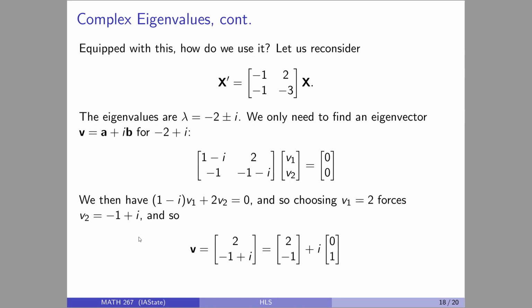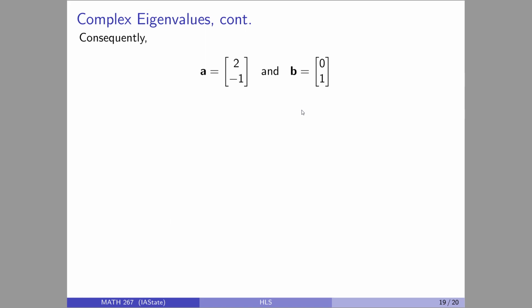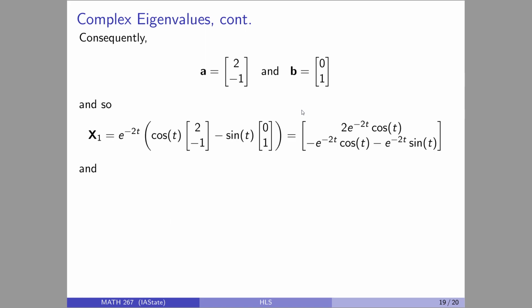So now we can pull v apart into its a plus ib terms. I now have a, it's 2, -1. I now have b, it's 0, 1. I have my alpha, it's -2. My beta is 1. So by that formula we just demonstrated, we just plug it all in. So a is that, b is that. So that means x1 is equal to that. So this is something you're going to notice: when it comes to complex eigenvalues, the solutions are less than crisp, let's say.